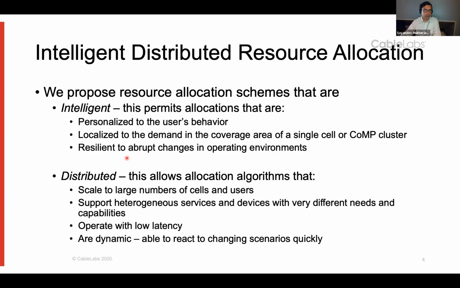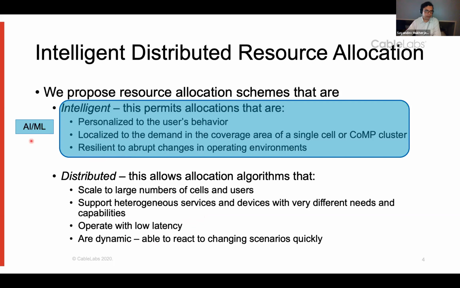So why do we say intelligent? Because we propose to satisfy these requirements through the use of AI and machine learning models.